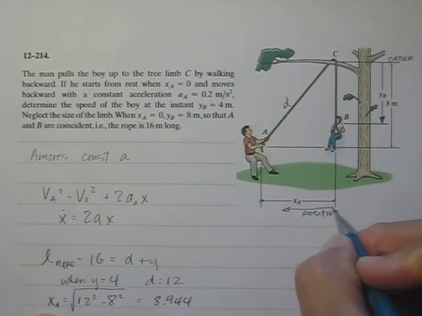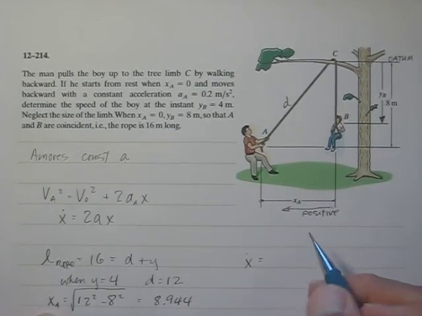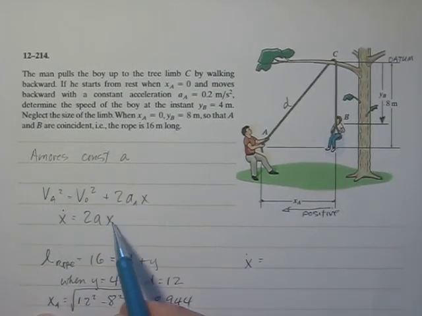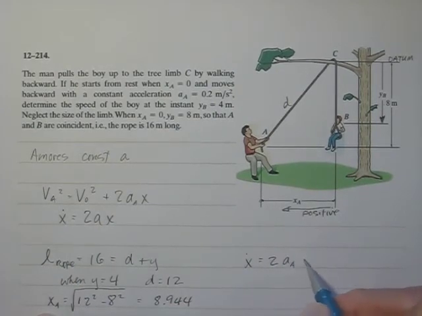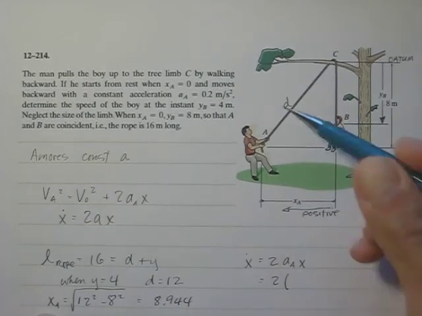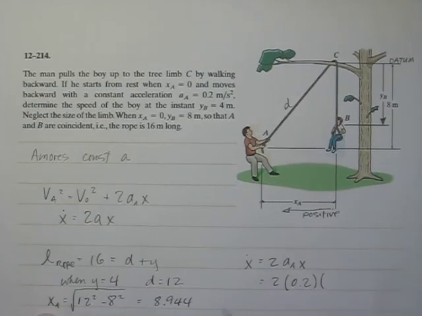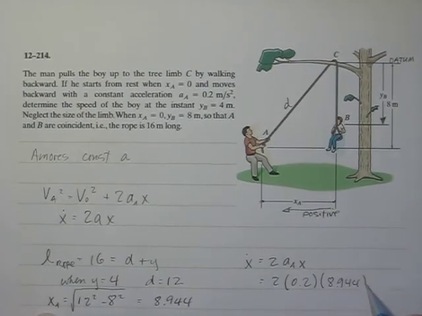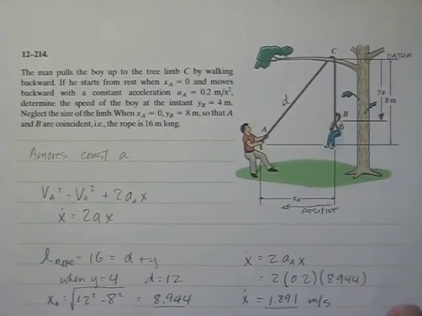How about that's the position of A now. That's positive. How about the speed of A? We can say that x dot is going to be equal to, right here, now that I know that position, I can find out that x dot is equal to 2a of A x, which is equal to 2, and given in the definition of the problem is 0.2 meters per second, and 8.944, and I'll say that x dot is equal to 1.891 meters per second. Okay, so those are a couple of values we will need in our next piece of it. We'll need x and x dot.